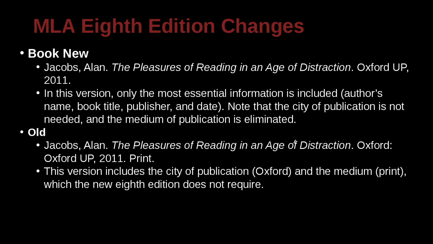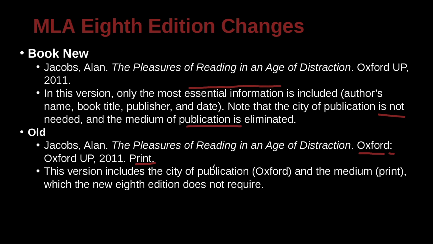If we look down at the old way, we had Oxford with a colon, and then Oxford, UP, and then this print here. So we've simplified on the book side. In this version, only the most essential information is being included: the author's name, the book title, the publisher, and the date. And something that's quite different is about the city. Note, the city of publication is not needed, and the medium of publication is eliminated.